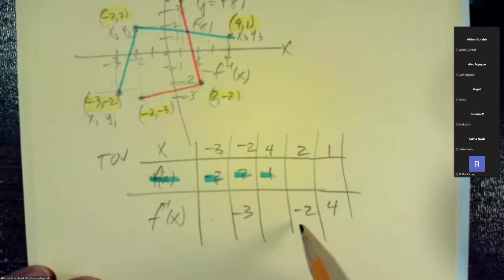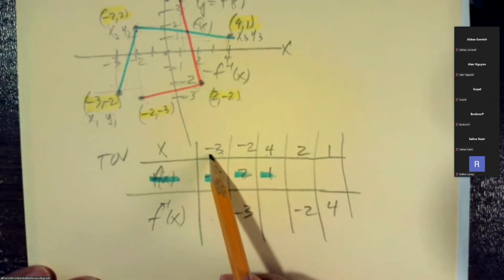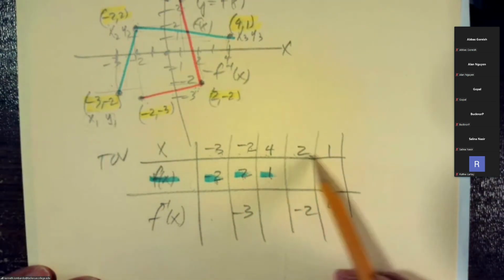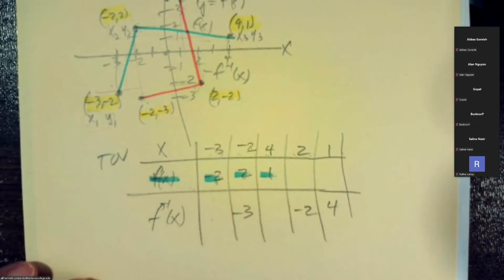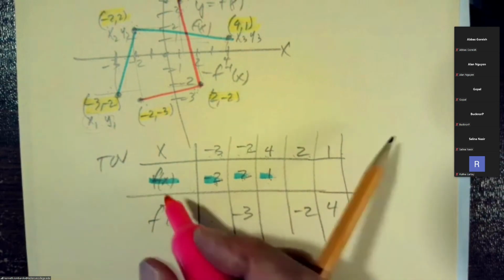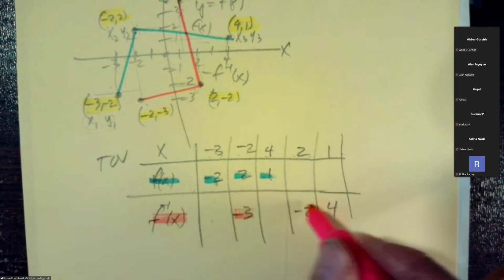So if I want to create a table of values, I could do that. And I could put them in order if I wanted to, -3, -2, -1, 0, 1, 2, 3, 4, and so forth, and plot different points. But what I've done here is plotted the points that I've shown in my graph above.